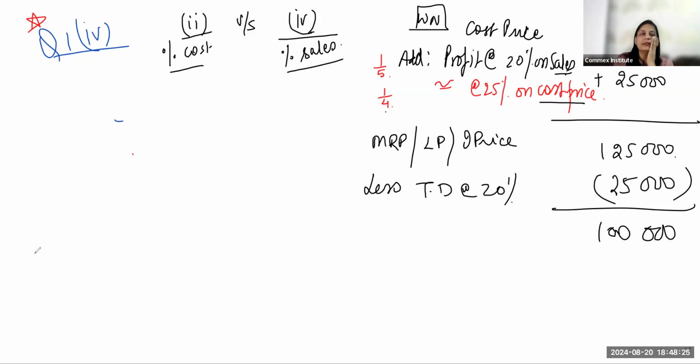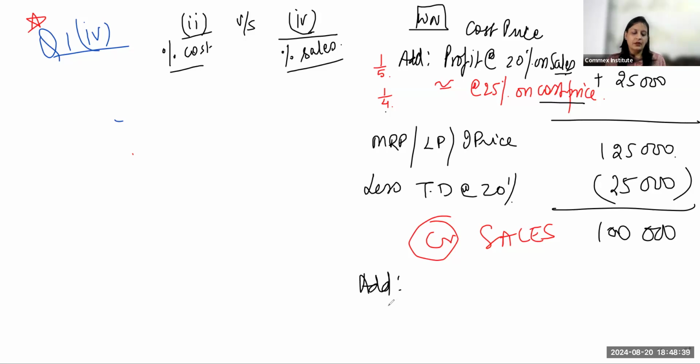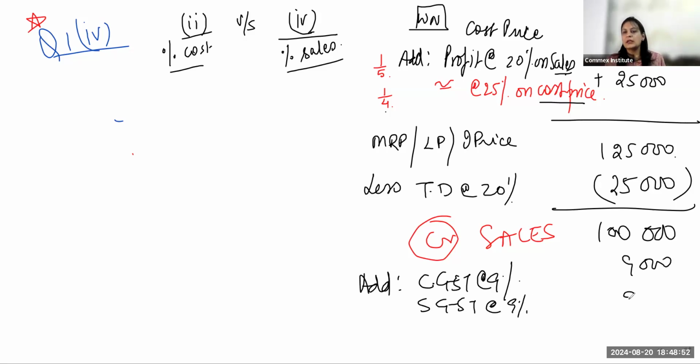So this is my sales amount. Sales is amounts of credit going. Then I have to add, no cash discount is there, so add CGST at the rate of 9%, and SGST at the rate of 9%. 9,000 and 9,000, so this becomes 1,18,000. Now we have all the figures.